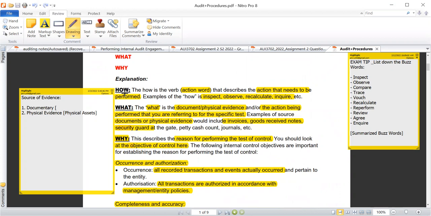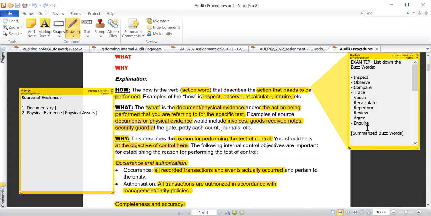And this describes the action that the auditor needs to perform. In other words, how is the auditor going to collect the evidence? Is it going to be by inspection, observation, recalculations, inquiry, tracing, vouching, reperforming, reviewing, comparing, agreeing, or whatever, right? That's always the action verb, and that is what represents the how.